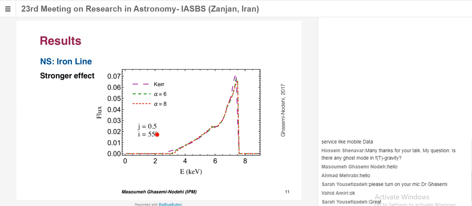This is the iron line of this metric. The spin parameter is 0.5, the inclination angle with the viewing angle is 55, and for different values of alpha, I plotted the iron line. As we see, there are some effects here, and we will see if we can constrain these lines or not, if we can constrain these parameters or not.